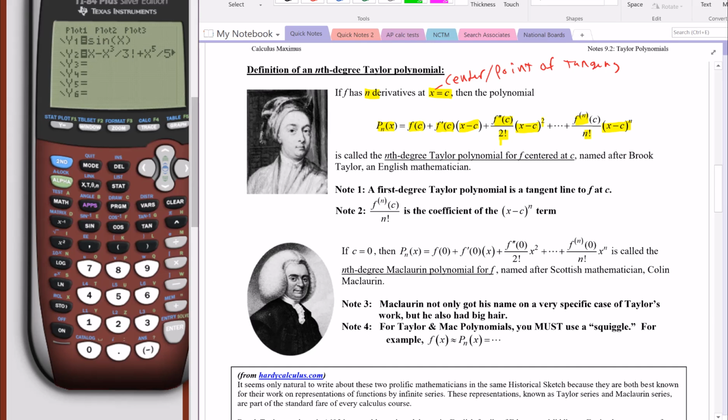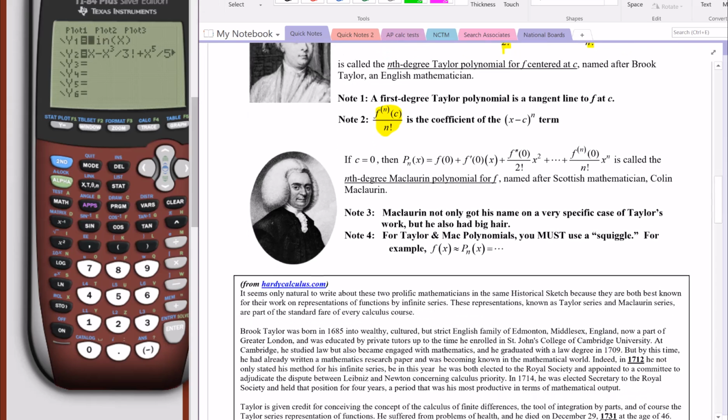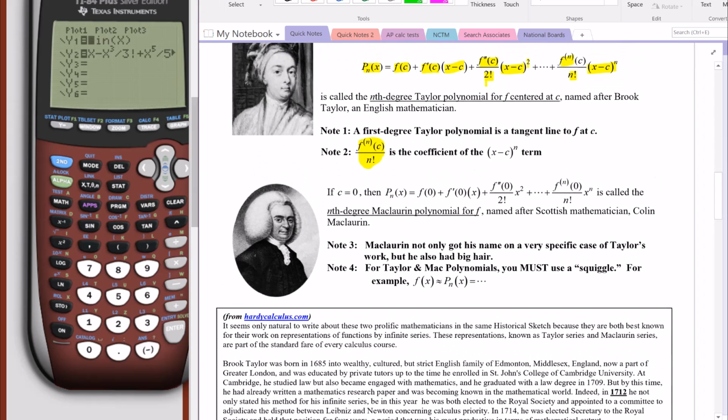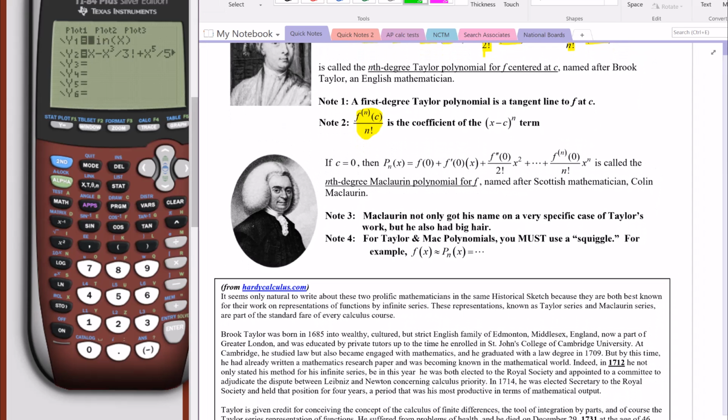It's named after Taylor, who was an English mathematician. There's more history down below. That derivative over n factorial piece is the coefficient, the number in front of the variable piece. And then there's a special type of this if we center it at 0, if the point of tangency is at x equals 0, which is what this is saying here. If the center is at 0, c equals 0 means x is 0.